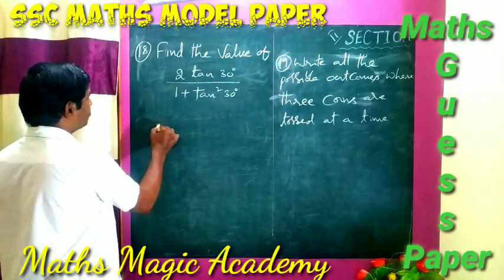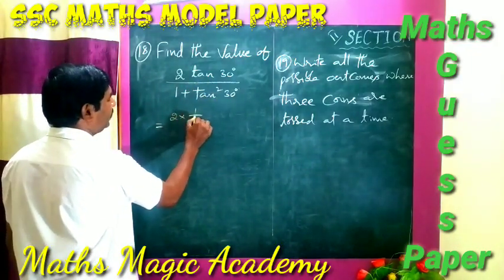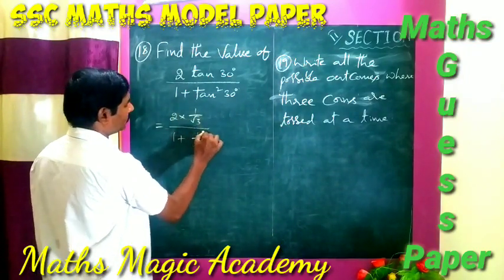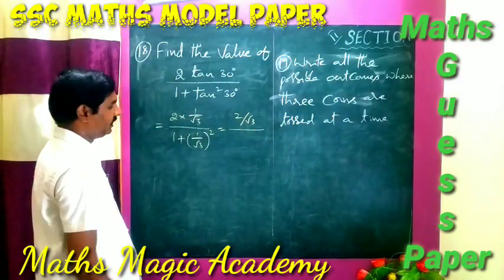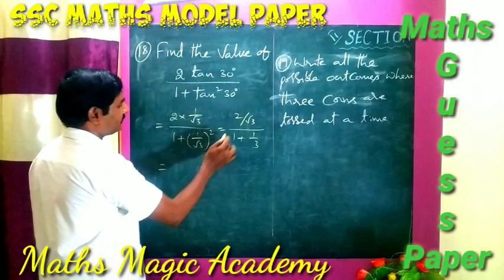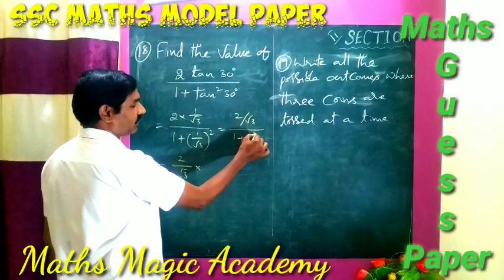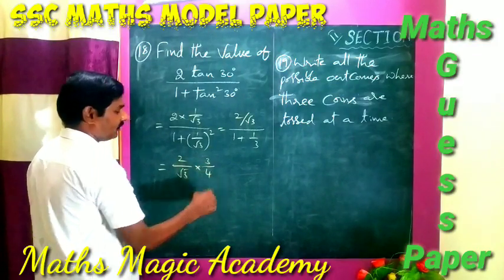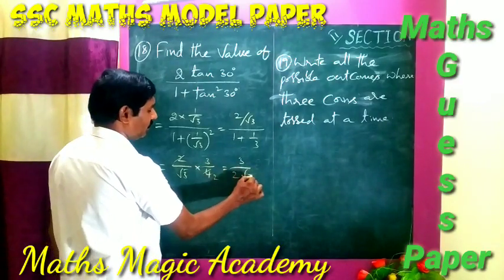So here the given is 2 tan 30 degrees. Tan 30 degrees we know is 1 by root 3, so it is 2 by root 3 over 1 plus (1 by root 3) whole square. That is 1 by 3. So we can write this as 2 by root 3 into 3 ones 3 plus 1, 4, that is 4 by 3. The denominator 4 by 3 becomes 3 by 4. Now 2 ones 2, 2 twos, that is 3 by 2 root 3.